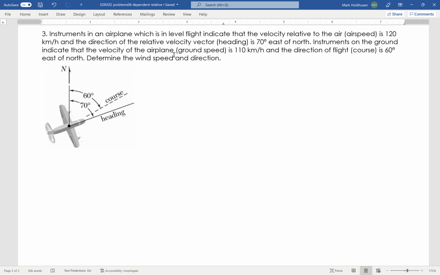These relative velocity problems are actually pretty easy once you set them up. Setting them up is the hardest part. So the equation that I have here is the velocity of B equals the velocity of A plus the velocity of B relative to A. So let's start by talking about that velocity of B relative to A. What that's actually saying is, what is the velocity of the plane relative to the wind.